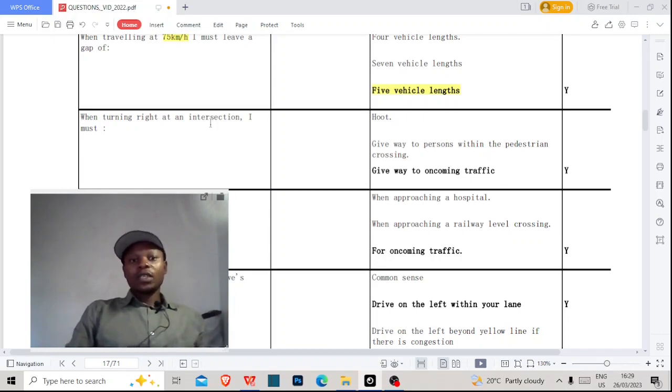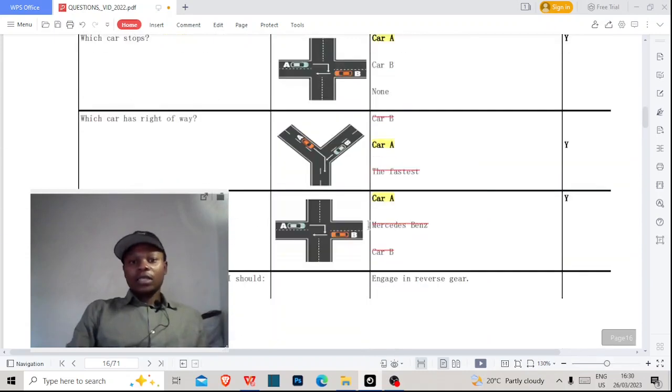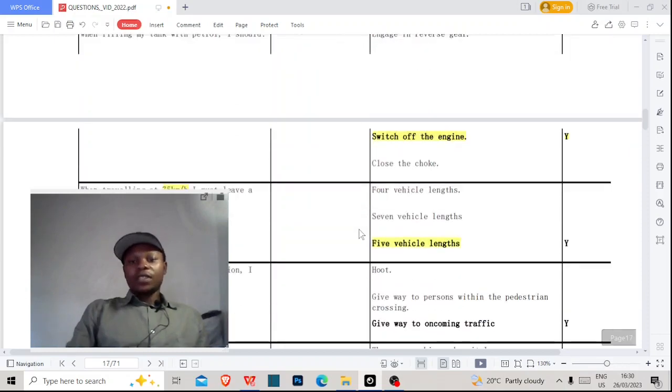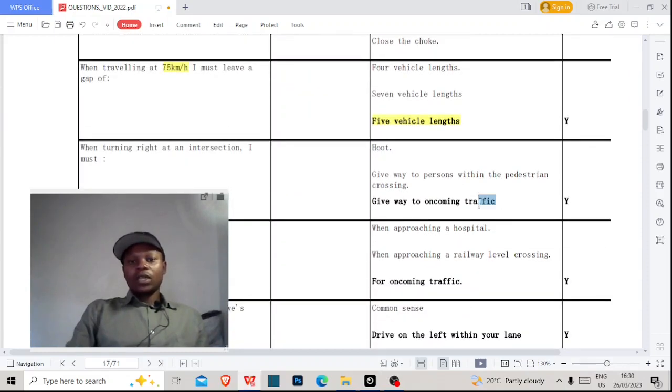Well, if you are turning right at an intersection, you give way to oncoming traffic. Remember this rule: vehicles should not turn right in front of oncoming traffic. So definitely, if you are turning right, you should give way to oncoming traffic. Like this car A wants to turn right here, so it should give way to oncoming traffic B. So it's very simple, right? So this one is our correct answer here.